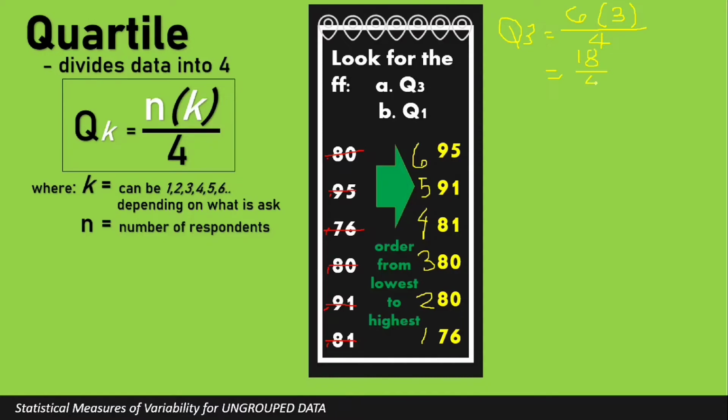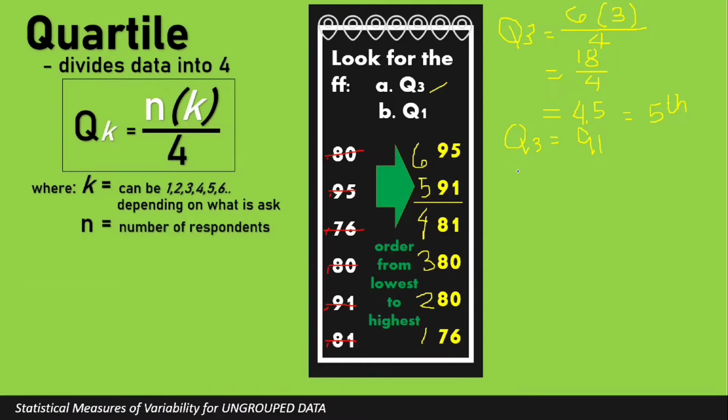Divided by 4. 18 divided by 4 is 4.5. So, let's round up. 4.5 becomes 5. So our quartile 3 is rank 5, the fifth value. The fifth value is 91. So, quartile 3 equals 91. We have found quartile 3, and now we're going to solve quartile 1.